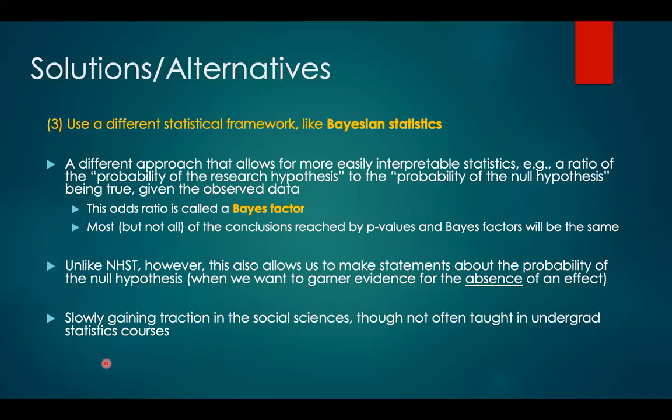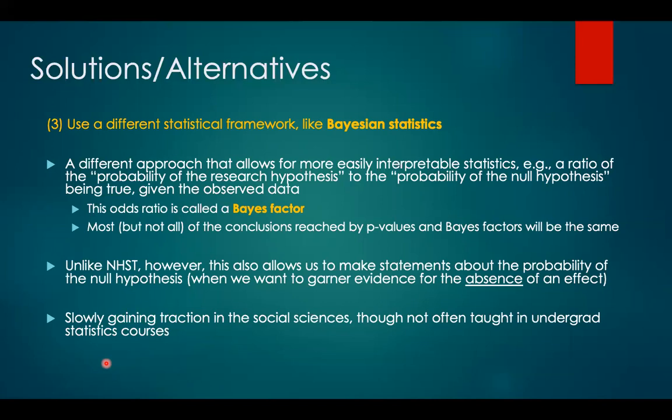What is the probability of our research hypothesis given the data we've obtained? And conversely, what is the probability of the null hypothesis being true given the data that we've obtained? So this is an odds ratio called a Bayes factor. This communication of a ratio of the probability of this research hypothesis to the probability of the null hypothesis being true given those observed data.